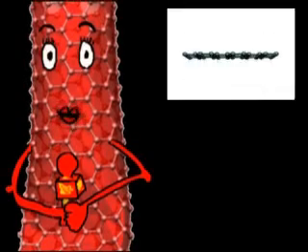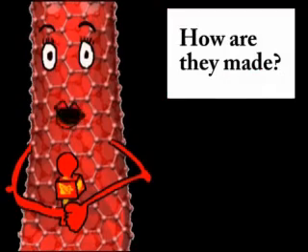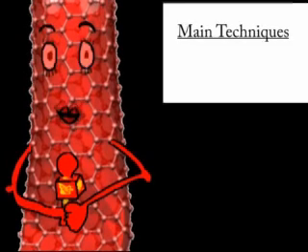I told you that carbon nanotubes are not synthesized as a graphite sheet that rolls up, so how are they made? The mechanism is still not fully understood, but in this video I will show you the setup for the main different techniques used by scientists to produce carbon nanotubes. There are two main techniques.